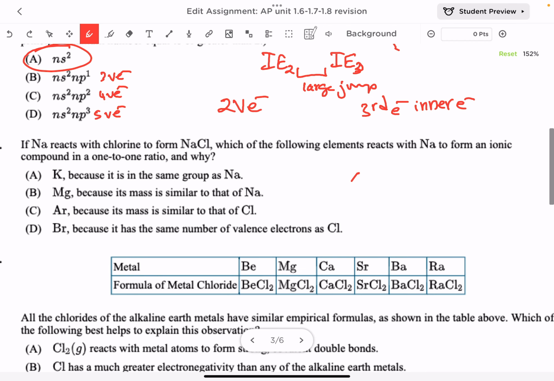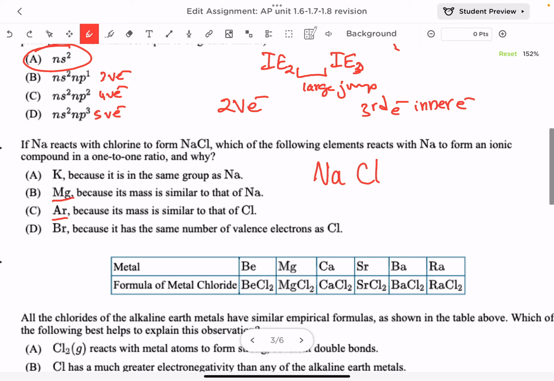Another question: if Na reacts with chlorine to form NaCl, which of the following reacts with Na to form an ionic compound in a 1-to-1 ratio? Okay, Na bonds with Cl, Na plus and Cl minus, in a 1-to-1 ratio. So if I want to answer a question like this, I would go with an element in the same group of Cl to have the 1-to-1 ratio.